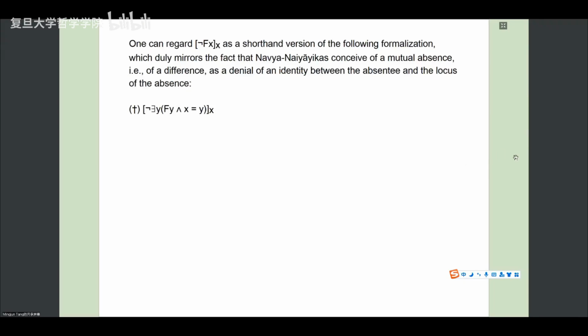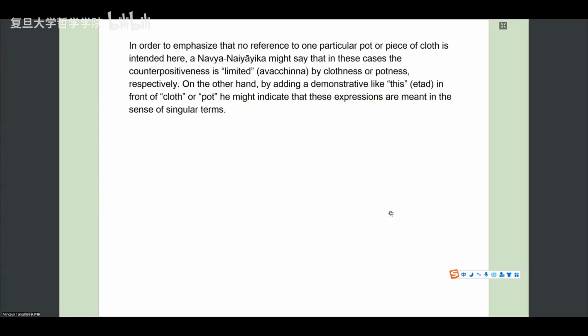This is 34. Yeah, in order to emphasize that no reference to one particular pot or piece of cloth is intended, a Navyanayaka might say that in these cases the counterpositiveness is limited, avacchinna, by clothness or potness respectively. On the other hand, by adding a demonstrative like this, etat, in front of cloth or pot, he might indicate that these expressions are meant in the sense of singular terms.